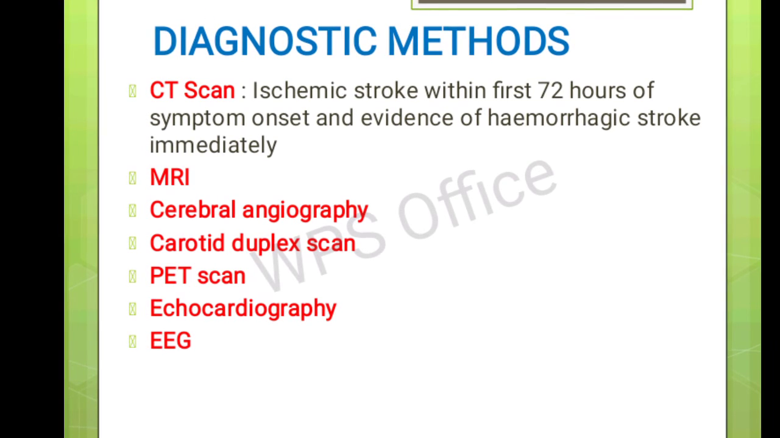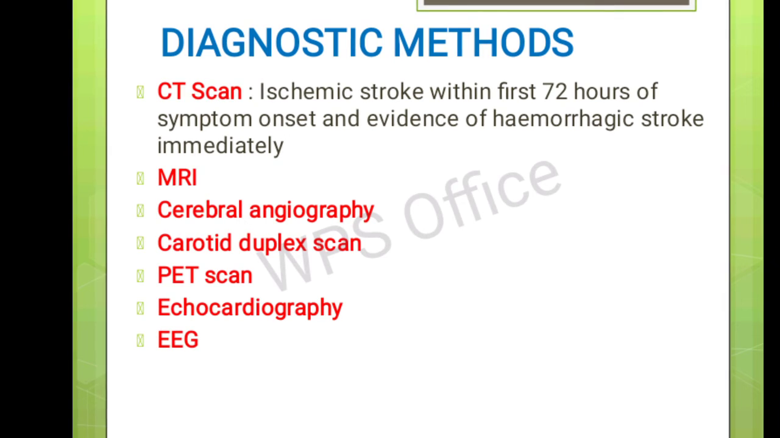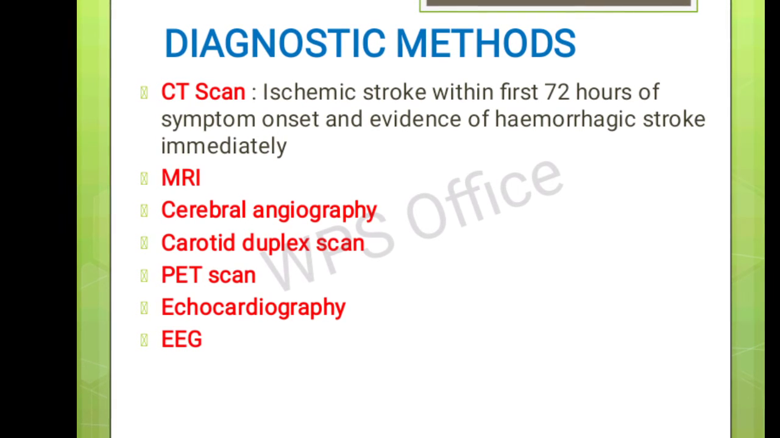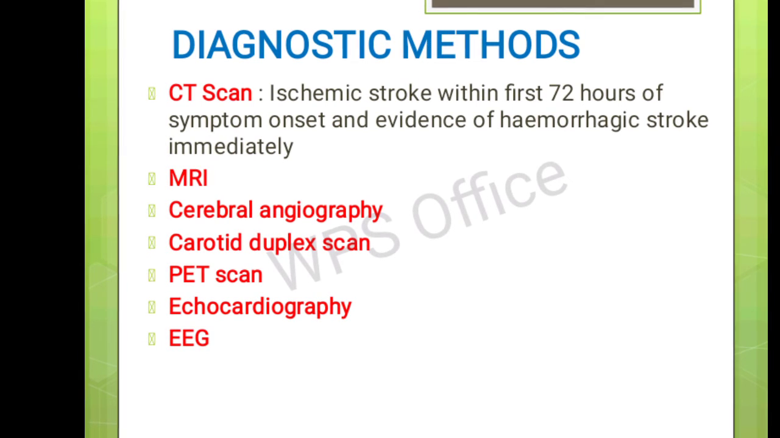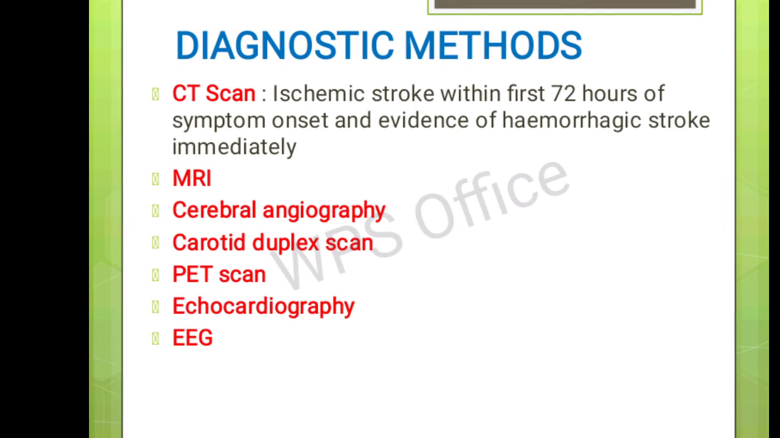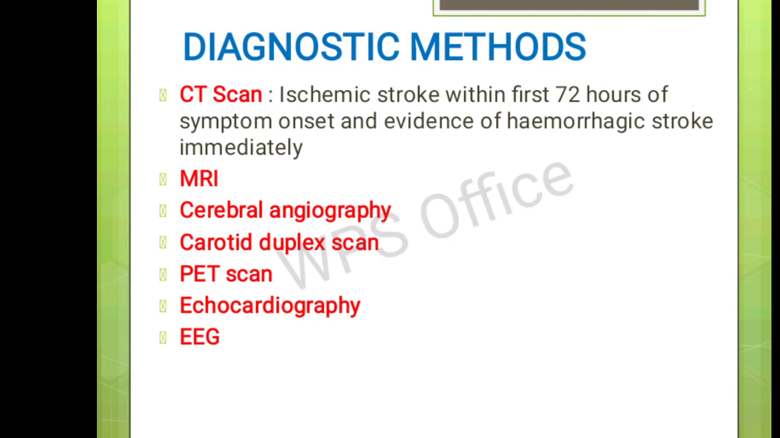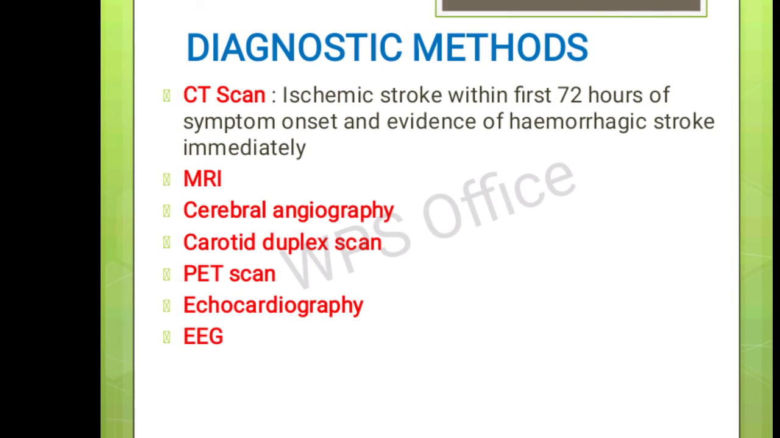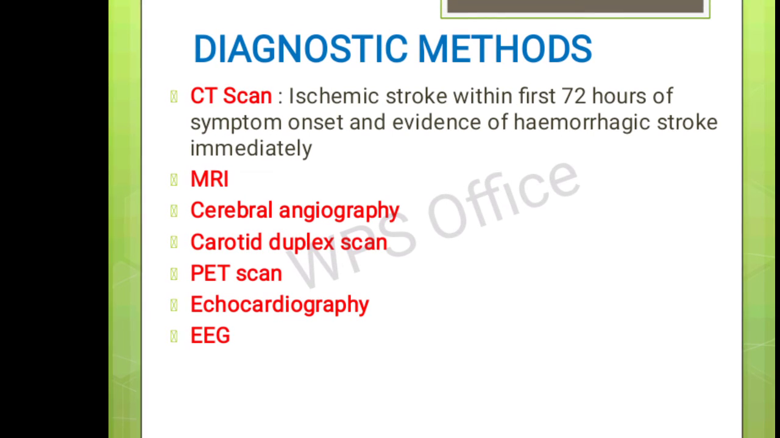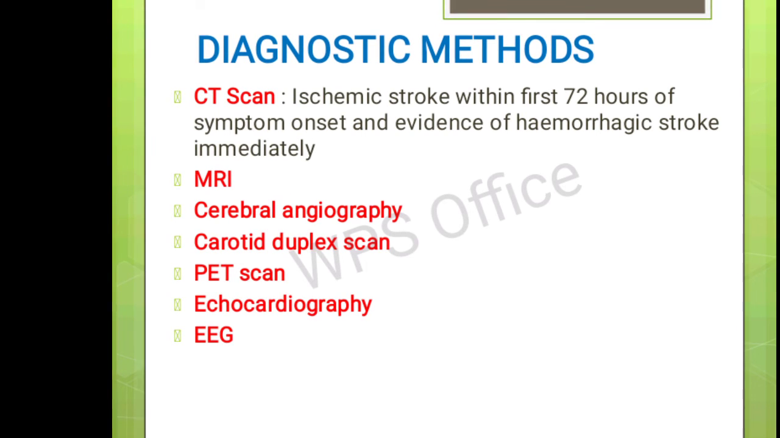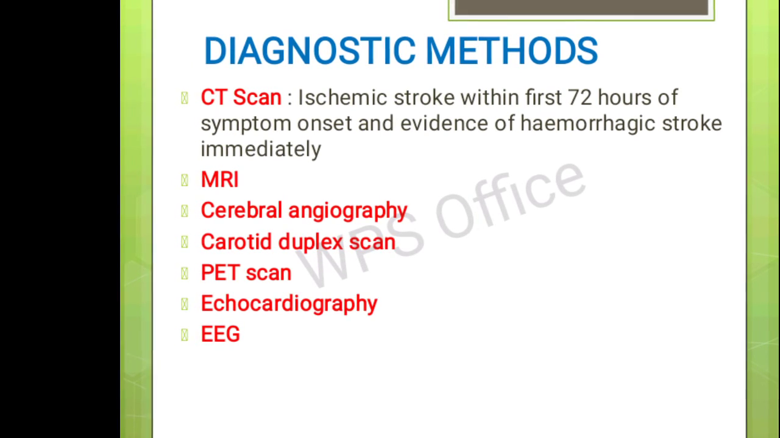Then the MRI, magnetic resonance imaging, will help in identifying the area of ischemia or infarction and cerebral swelling. Then cerebral angiography will reveal any disruption or displacement of the cerebral circulation by occlusions from any thrombus, emboli, or hemorrhage. Then the carotid duplex scan will help in identifying the degree of stenosis. Then a PET scan can be done. It will help in identifying the areas of altered metabolism surrounding the lesions. Then echocardiography will help in identifying the cardiac disorders which are responsible for atrial thrombus formation, or in the case of thrombotic stroke.